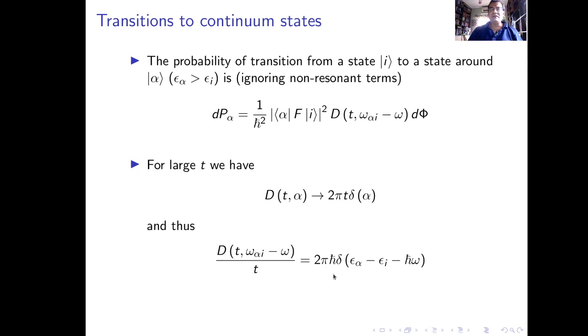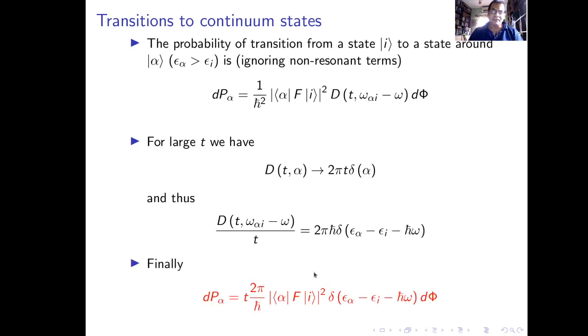Now, using the basic properties of delta functions, you can replace the argument of the delta function with this energy conservation term, epsilon alpha minus epsilon I minus h cross omega, at the expense of a factor of 1 by h cross, which means by putting in an extra h cross here.